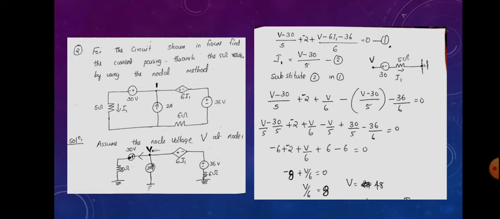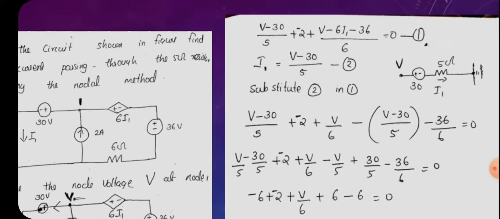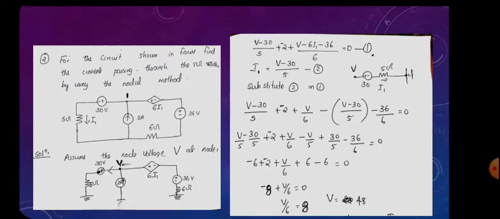But in equation number 1 there are two unknowns. What are the unknowns? V is one unknown and I1 is another, but we have only one equation. Is it possible to solve an equation with two unknowns using one equation? No, it is not practically possible. So we have to write one more equation, and that equation we will get from the circuit diagram itself.